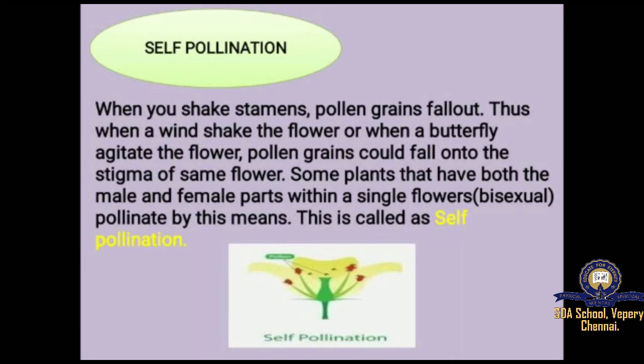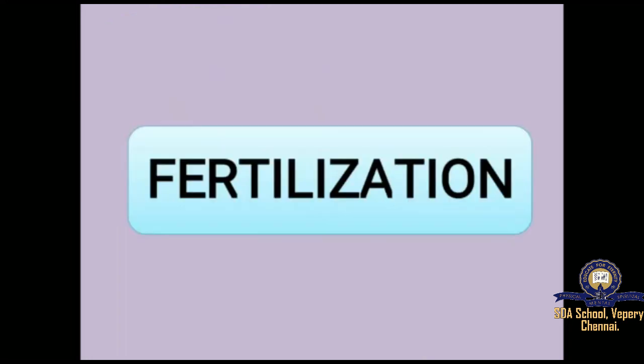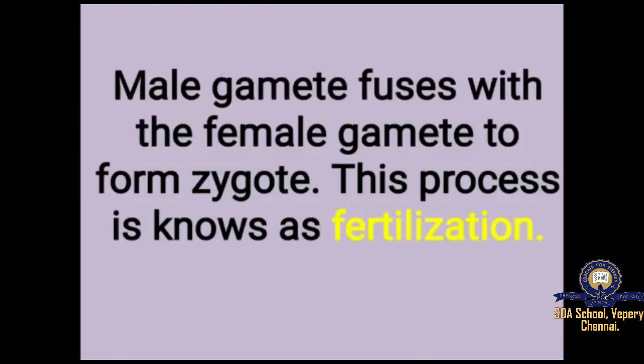Next, we learned what is self-pollination. When pollen grains are transferred from the stamens to the stigma of the same flower, it is called self-pollination. Whereas in cross-pollination, pollen grains are transferred from the anther of one flower to another flower by pollinating agents. This is called cross-pollination. Next, we learned what is fertilization. The male gamete fuses with the female gamete to form a zygote. This process is known as fertilization.